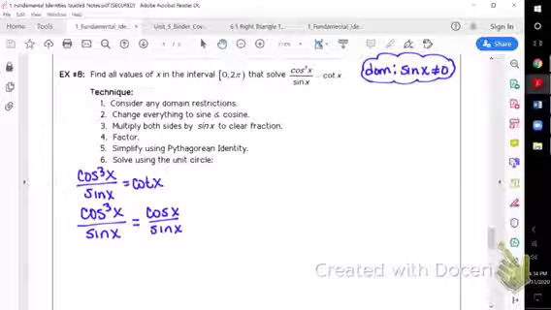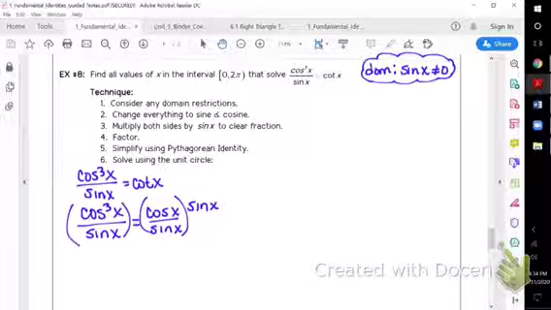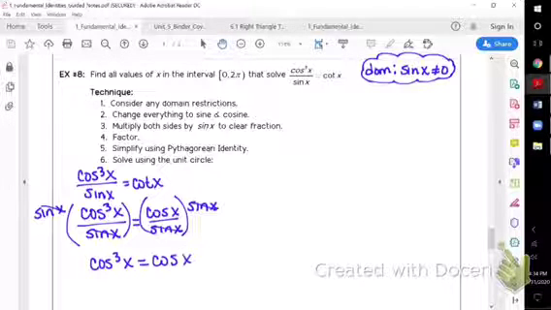Now, we notice both of these have the same denominator. So to get rid of a fraction, remember, we can just multiply by the denominators. Well, since they're the same, I only have to multiply by one of them, because that's going to make this cancel and this one cancel. So we end up with cosine cubed of x is equal to cosine of x.